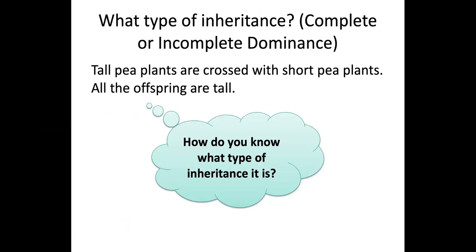Okay. Now we're going to run through this. What type of inheritance? You're going to either tell me if it's complete, like we talked about yesterday, or incomplete, like we talked about today. Tall pea plants are crossed with short pea plants. All the offspring are tall. Complete. Because it's either what?